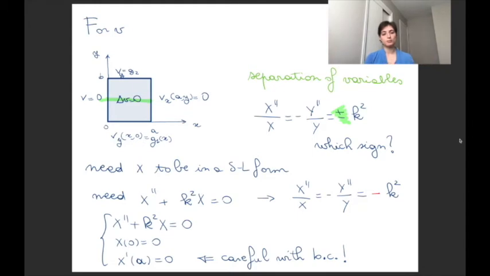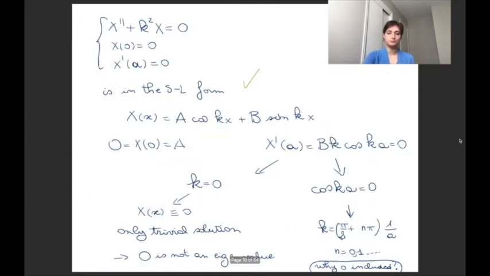We have a Sturm-Liouville problem that is X'' plus k squared X equal to 0, and trivial boundary conditions on the two sides. One without the derivative because I forgot the derivative, and the other with the derivative. So we have X at 0 equal to 0 and X prime at a equal to 0. Now we know how to solve this. This is a Sturm-Liouville problem. It is in the correct Sturm-Liouville form.